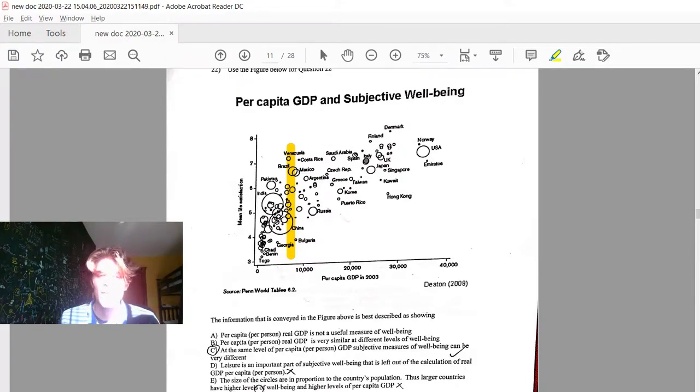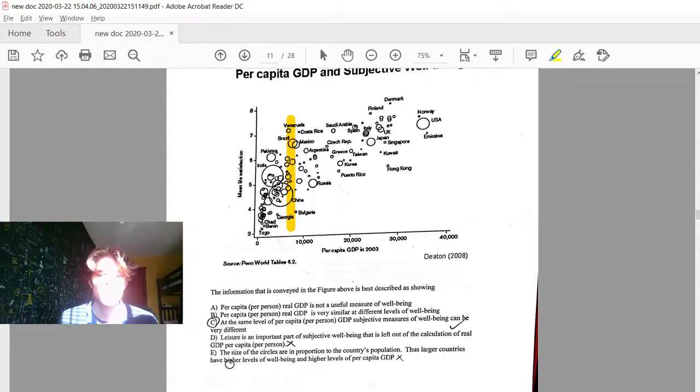And then the size of the circles are in proportion to the country's population. So let's look at that. That makes sense. USA is pretty big. India is massive. China is massive. Okay, that first part of the sentence is right. Thus, larger countries have higher levels of well-being and higher levels of per capita GDP. Clearly false. Just reading off the graph, clearly false.